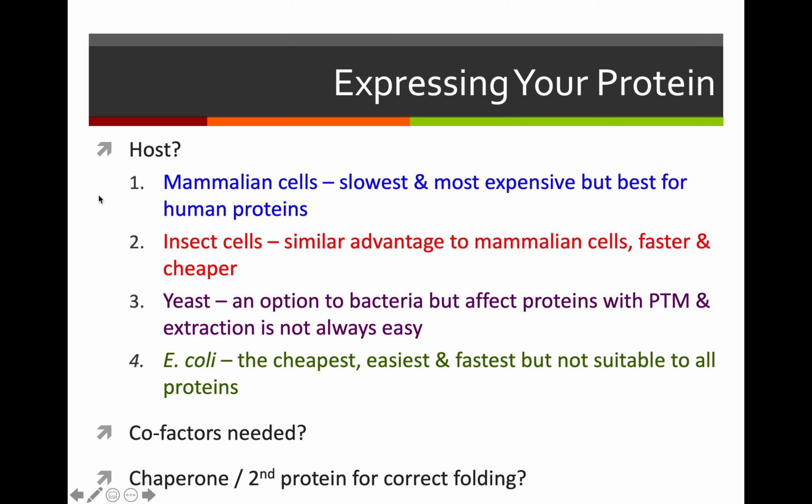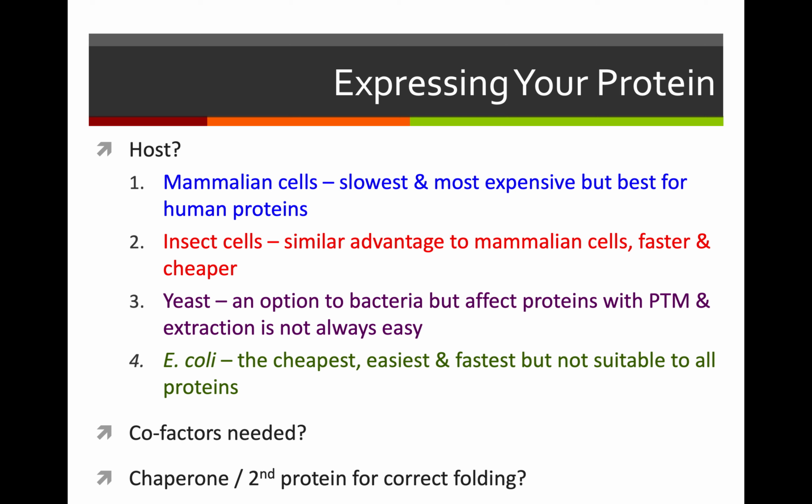Why is the host important? We have seen in the first video and in earlier parts of this video that the host is actually important if you are to express your protein correctly. For example, mammalian cells are usually the slowest and the most expensive, but they have been deemed the best for human proteins. Insect cells or animal cells, any other animals apart from mammalian cells, have similar advantages to mammalian cells, and they are faster and also cheaper.